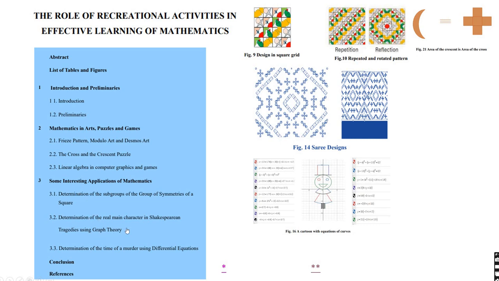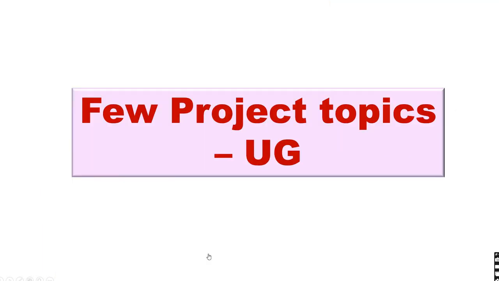And then there is the determination of the real main character in Shakespearean tragedies using graph theory, and how to find the time of murder using differential equations. So these are some of the interesting applications of mathematics, so they can be included. How you can effectively study mathematics with the help of recreational maths. And then you need to conclude, and you have to give references also. So that's as far as documentation is concerned.